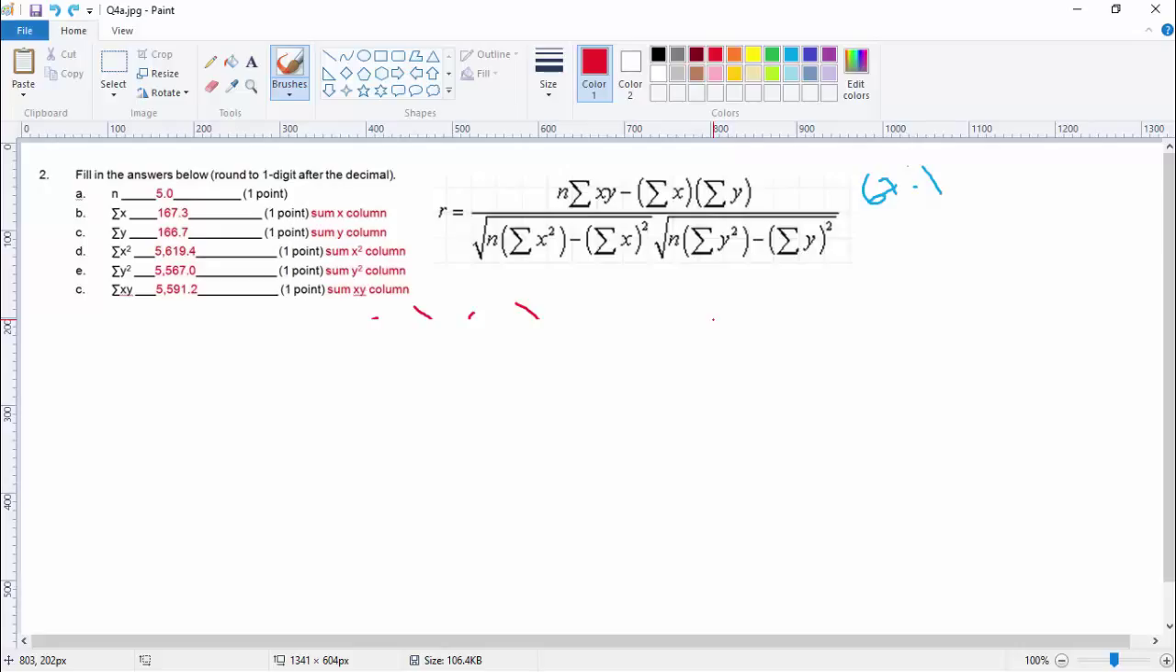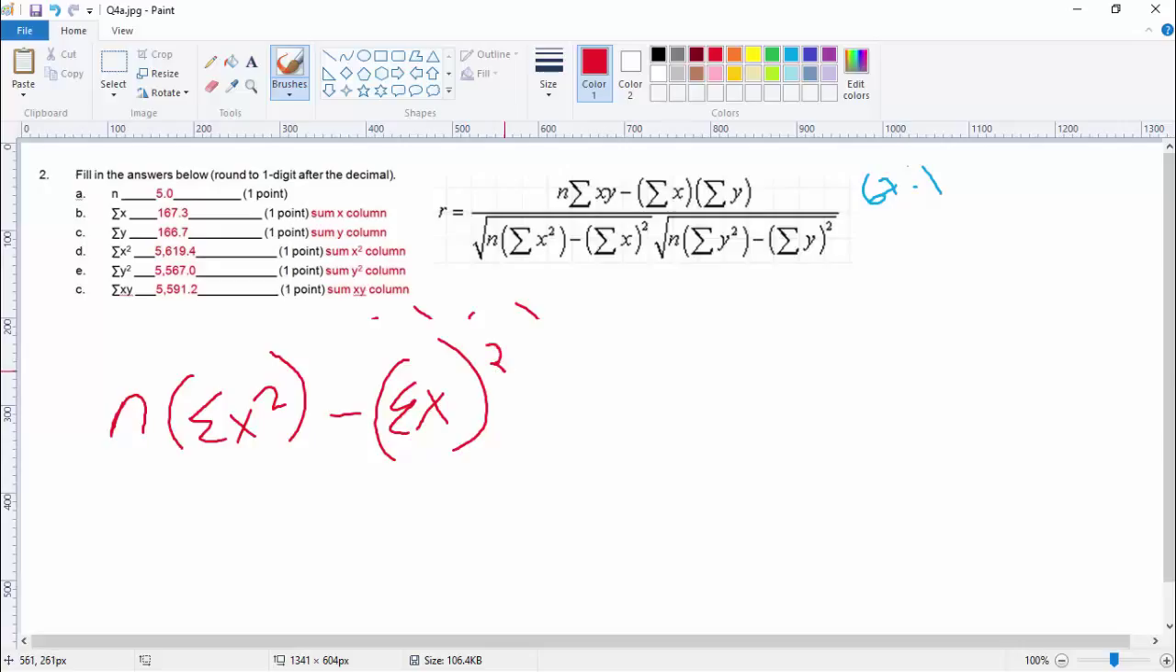So our first term is going to be n, and then you have, I'm sorry, sum of x to the second. And then minus, I'm just copying the formula. Sum of x, to the second. See that? That 2 is on the outside.